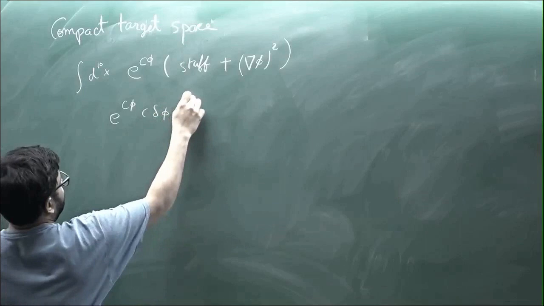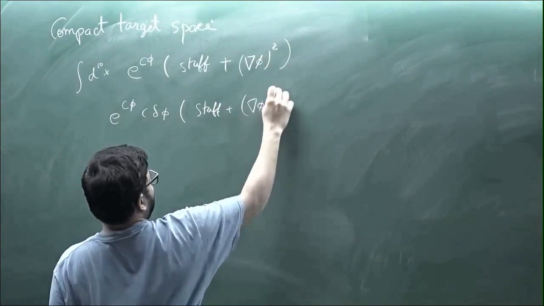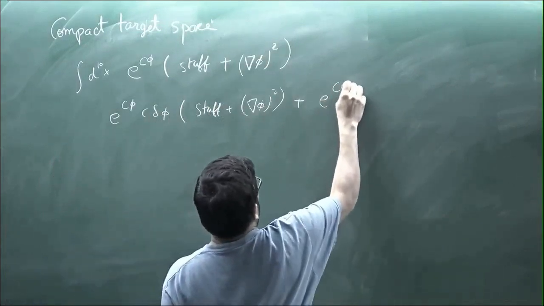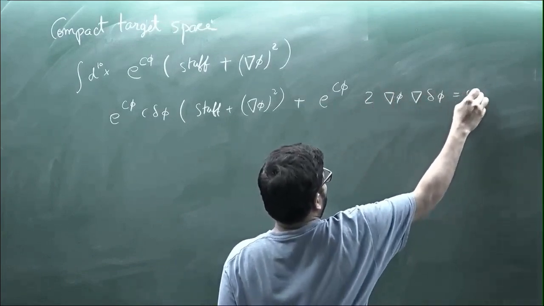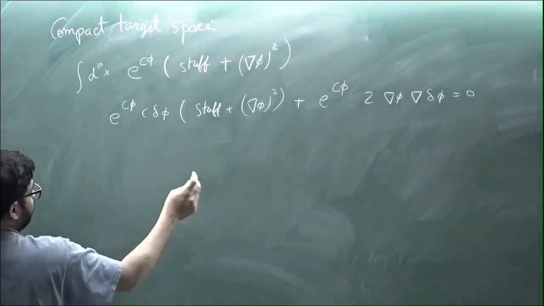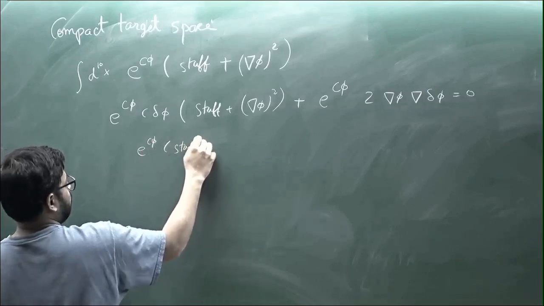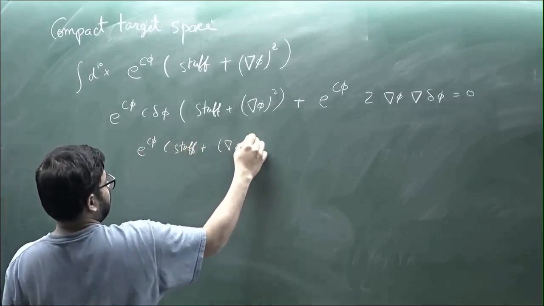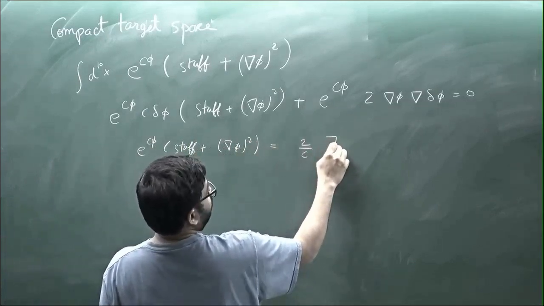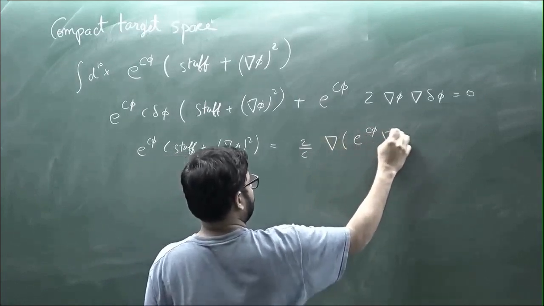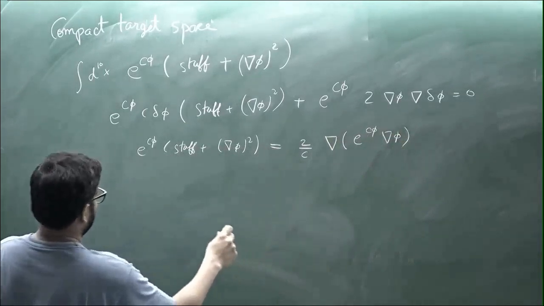It's e to the c phi, c delta phi, times this stuff plus grad phi squared plus e to the c phi 2 grad phi grad delta phi equal to 0. And we integrate by parts and the equation we get is e to the c phi times stuff plus grad phi squared equals 2 over c gradient of e to the c phi grad phi. This is the equation we get. But this is the equation of motion for the dilaton.